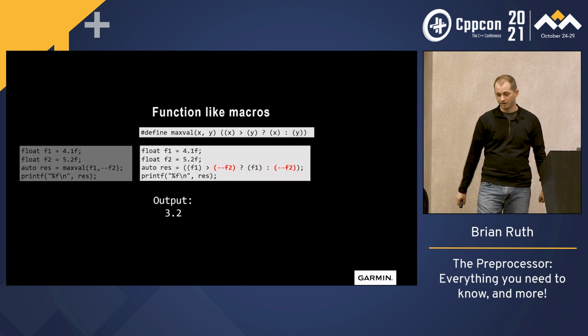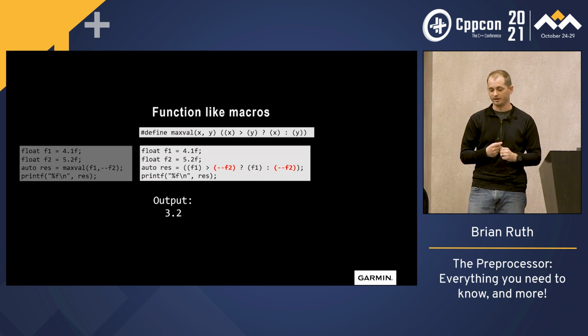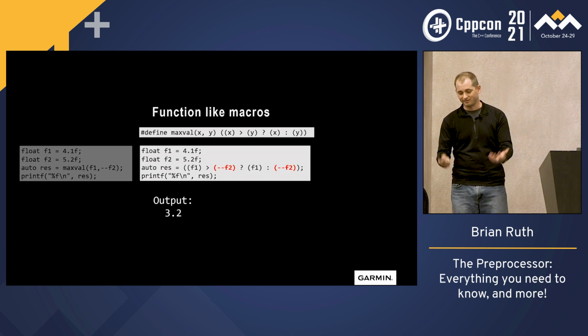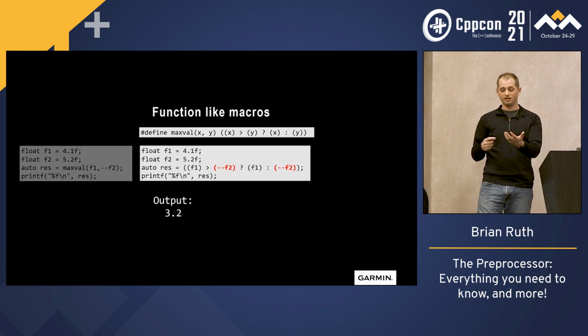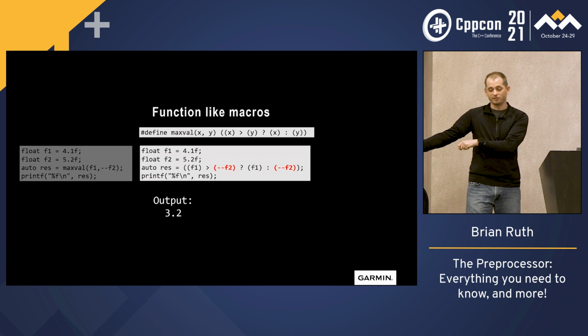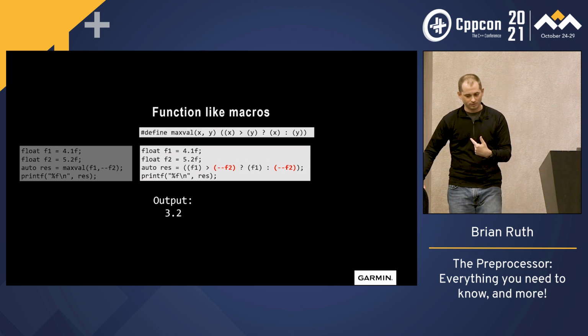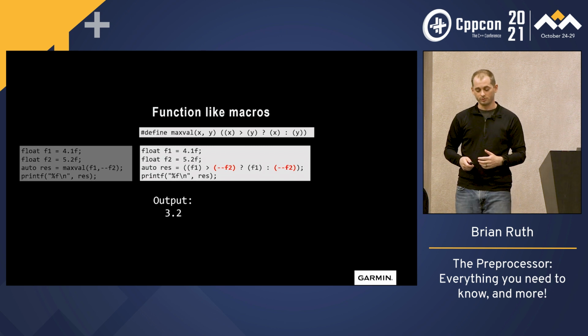So let's take a look at this function-like macro. max_val is a very, very common function-like macro that you see. The problem with that is that it has side effects. So if you pass in a --F2 there, it's actually going to paste in that --F2 twice, and it's going to evaluate that twice. So again, be careful when you're doing stuff like this.